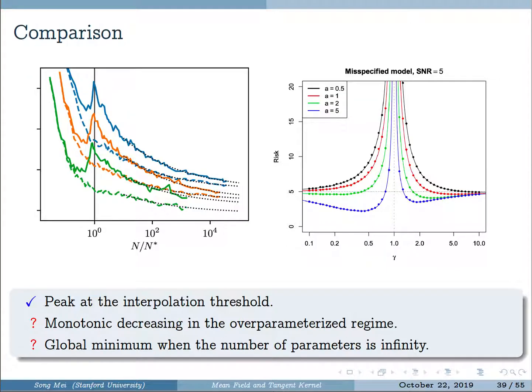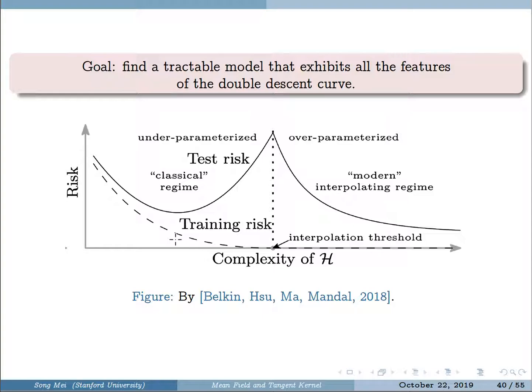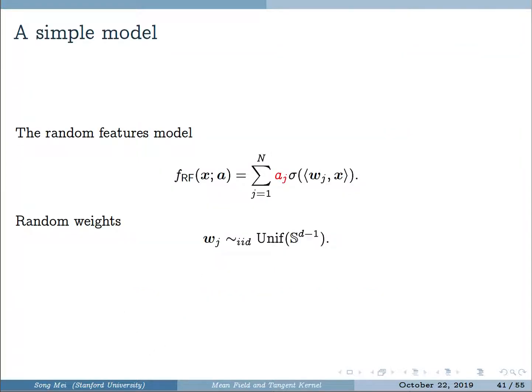So our goal is to find a tractable model that exhibits all the features of the double descent phenomenon. And we come up with a simple model, which is a random feature model. You can regard it as a linearized neural network. This is a 2-layer network, but you fix the first layer with Wj. You take these weights to be independently sampled uniformly from the sphere, and then you fix them. You only train the coefficients Aj. So this is a 2-layer neural network with the first layer weights fixed and random.